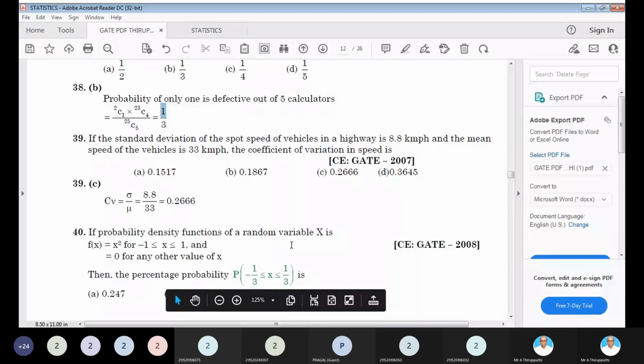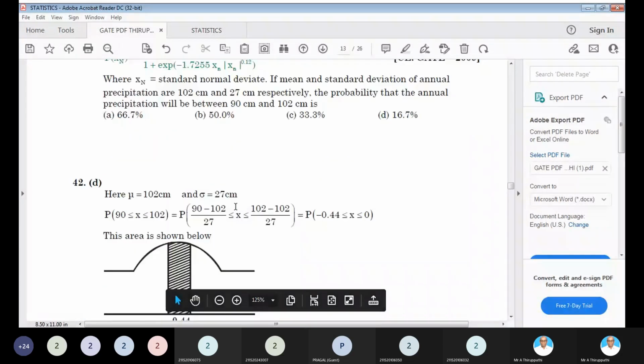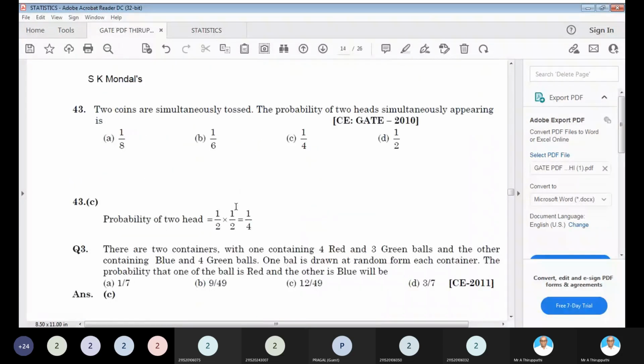So this is already done. In the next class, we have discussed the problems related to the binomial distributions and normal distributions.